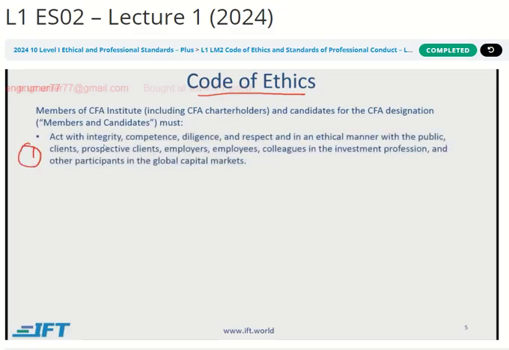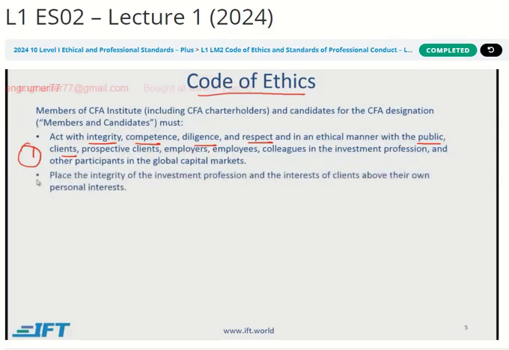So the first one, act with integrity, competence, diligence, and respect in an ethical manner with the public, clients, prospective clients, employers, employees, colleagues in the investment profession, and other participants in the global capital markets. Point number 2, place the integrity of the investment profession and the interests of clients above their own personal interests. So this is what members and candidates are required to do, and you will notice later that there are specific standards that you will be able to connect back to each of these items.